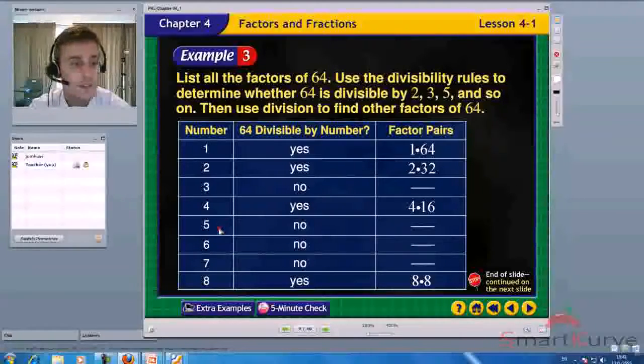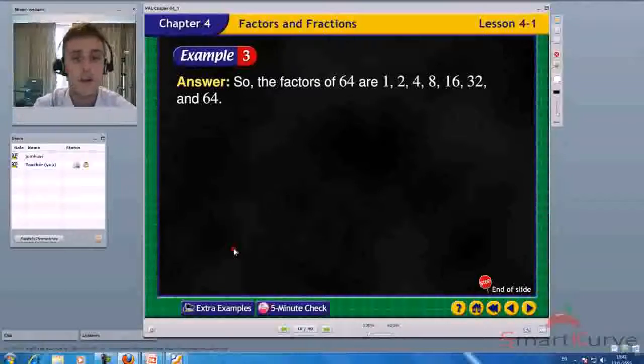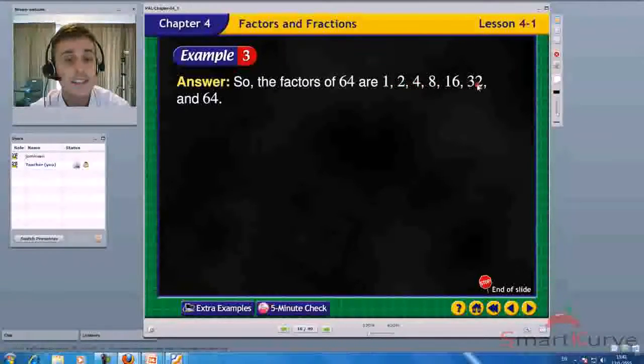5: no, the ones digit is not a 5. 6: no. It is not divisible by 6. 7: no, it is not divisible by 7. 8: yes, 8 times 8 is 64. So the factors of 64 are 1, 2, 4, 8, 16, 32, and 64.